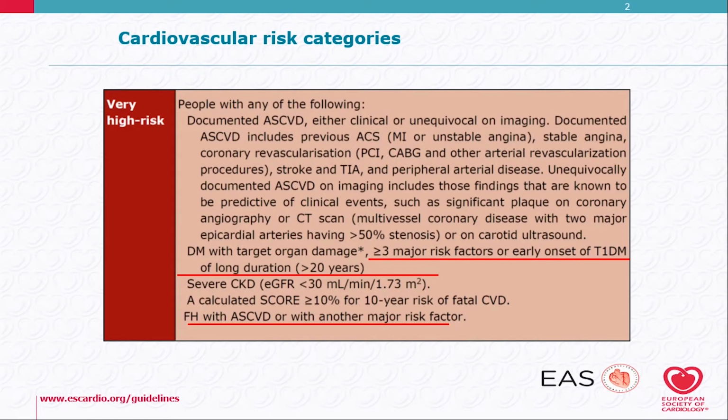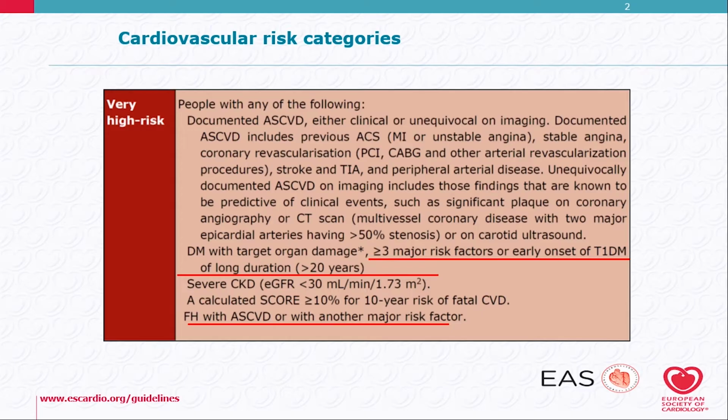I will be summarizing the approach to the high-risk and very high-risk patients in the new dyslipidemia guidelines. The risk categories are similar to the previous guidelines. For very high risk, we have patients with documented atherosclerotic vascular disease, those with severe chronic kidney disease, and a calculated score risk of more than 10%.